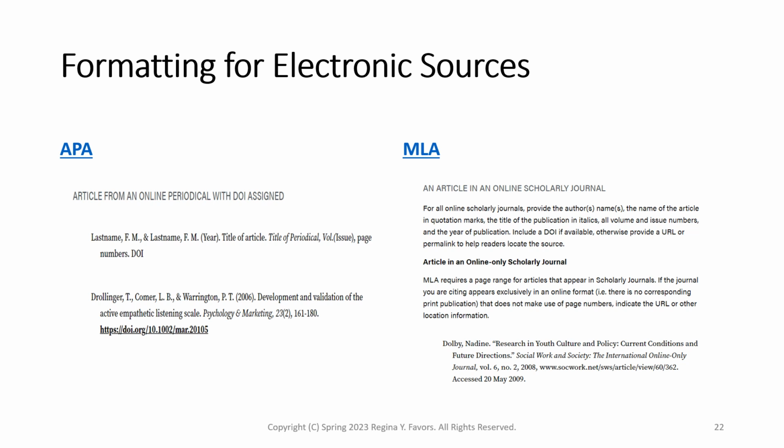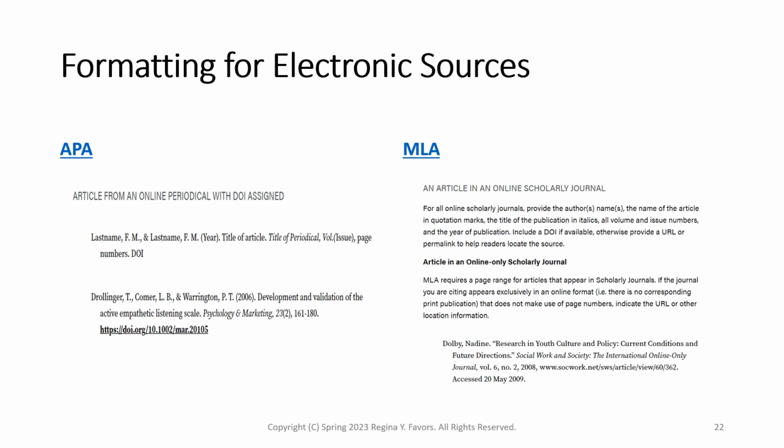If you look at MLA, it determines whether or not the DOI is necessary, because if you look at the example here, you see the website address. So there wasn't a DOI available. So for all online scholarly journals, provide the author's name, the name of the article in quotation marks, the title of the publication in italics, all volume and issue numbers, and the year of publication. Include a DOI if available, otherwise provide a URL or permalink to help readers locate the source. And so we understand that a URL is the website address.